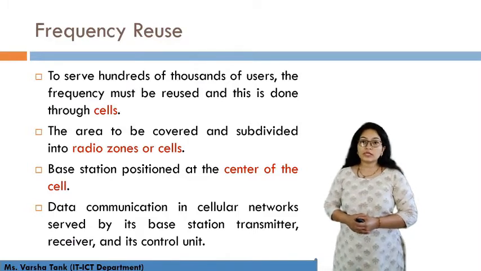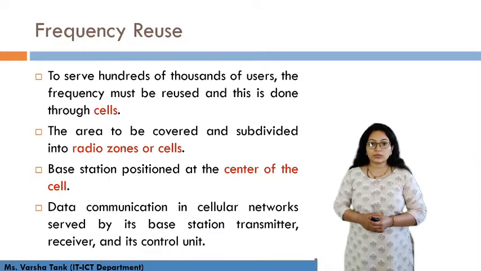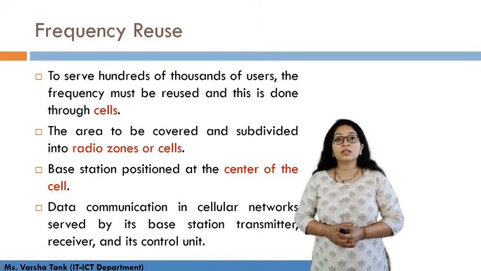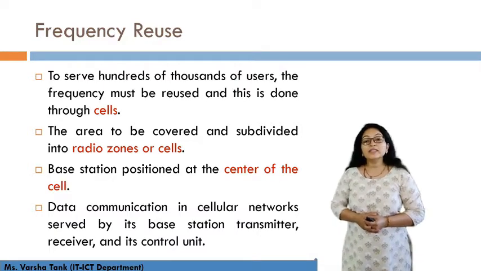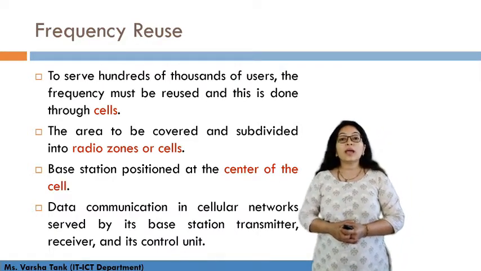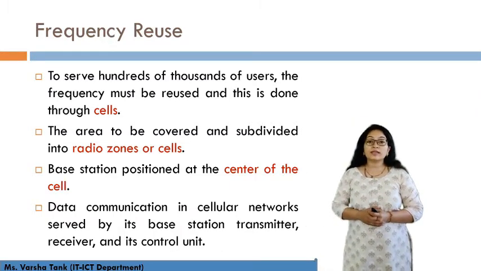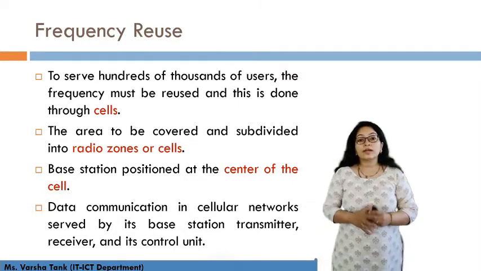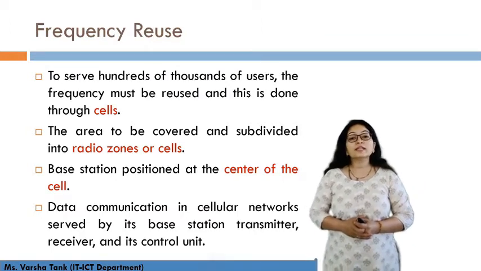First of all, frequency reuse. Why do we require frequency reuse? To serve hundreds of thousands of users, the frequency must be reused, and this is done through cells. As we have seen in the last lecture, we divide the entire area into different hexagonal cells. For example, if we divide a 500 kilometer area into 500 cells, are we going to use a different frequency for each of the 500 cells? No, that is not possible.